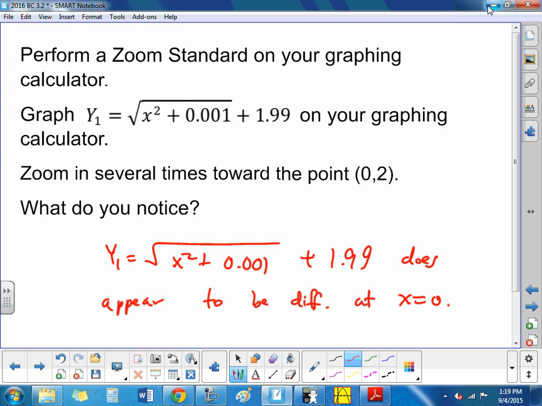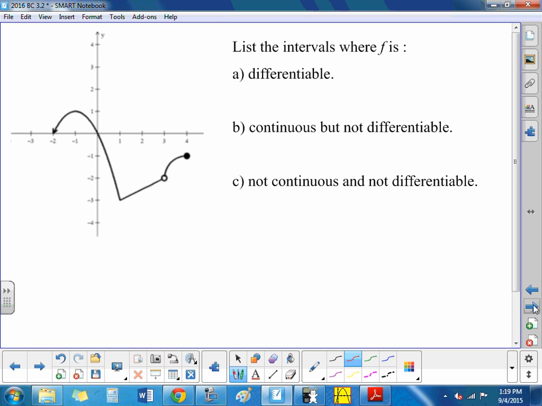Obviously, we don't do zooming. We test the derivative. In reality, we wouldn't just zoom on calculators. We don't trust our eyes. That's why I put it seems differentiable.